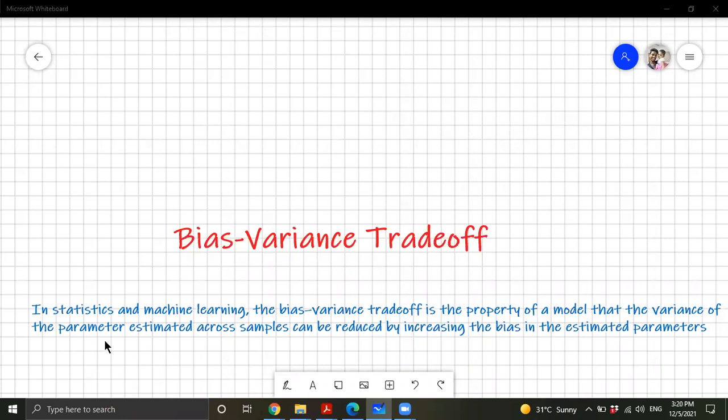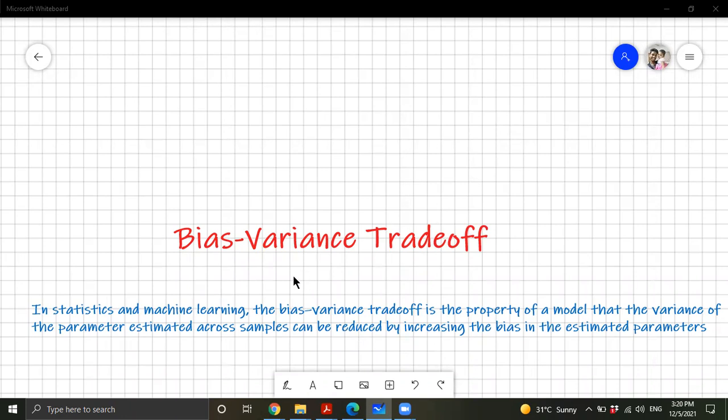So in statistics and machine learning, the bias variance trade-off is the property of a model that the variance of the parameter estimated across samples can be reduced by increasing the bias in the estimated parameters. This is the basic definition. So you could wonder what this basically tries to tell us.